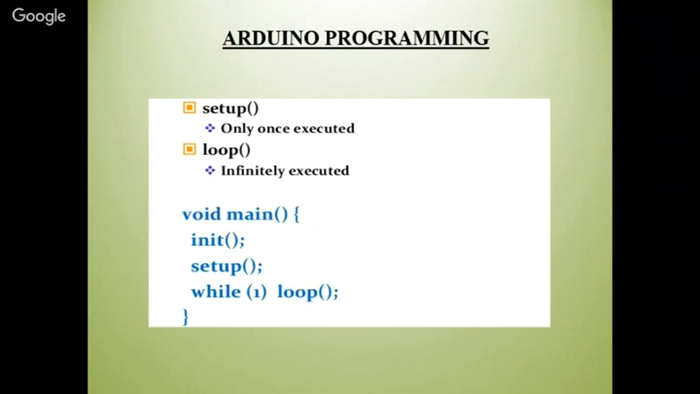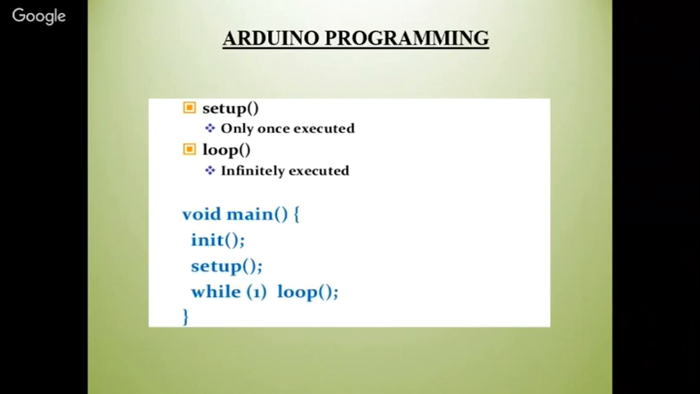If I want, for example, to blink an LED or rotate a motor continuously, then I have to put it in the void loop. If you write this command in void setup, then it is executed only one time at the start.